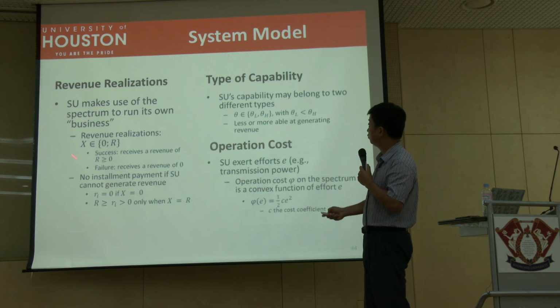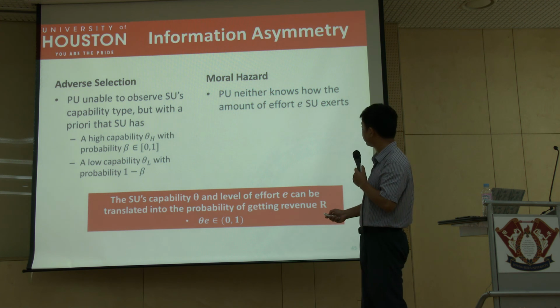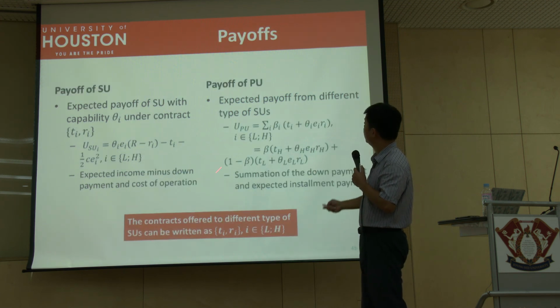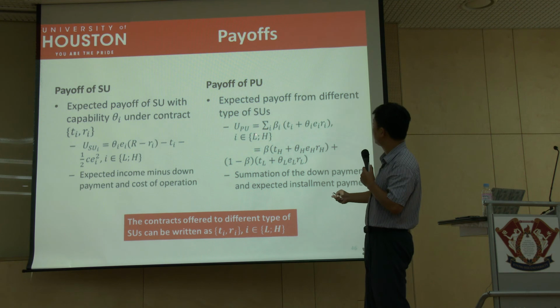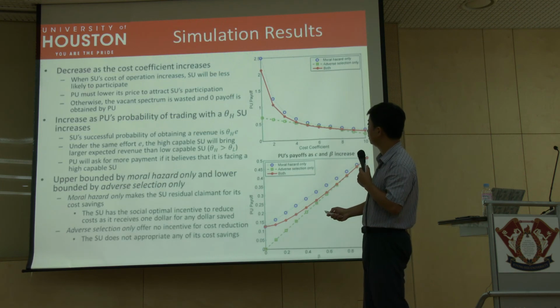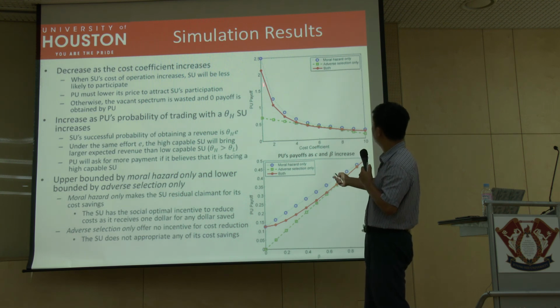We have the revenue realization, and then the second user has a different type, and then they have the operation cost. And for adverse selection, they try to get a different payoff of higher type and lower type. And then for the payoff for the prime user, they have the different types averaged together. Also they put the moral hazard together. And finally, we get the performance loss, a joint consideration.